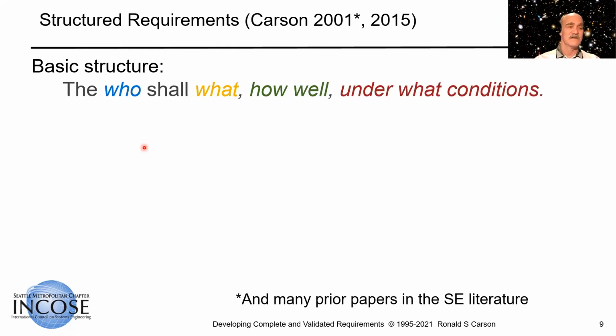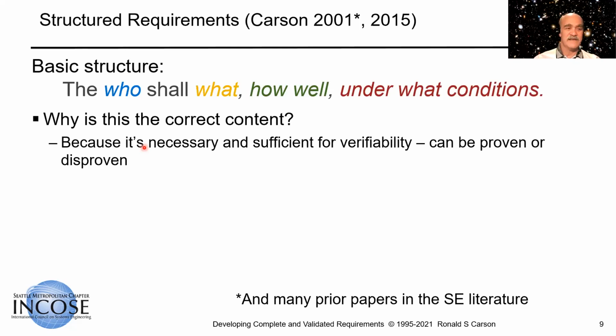triggered event. But why is this the correct content? Because it's necessary and sufficient for verifiability. If I have a requirement that states all those things, I can confirm or prove false a claim that a particular requirement is satisfied. If I'm missing any one of these things, then I can't say one way or the other. If I'm missing a condition statement, the supplier only has to come up with one condition of the universe under which their system satisfies the other aspects.